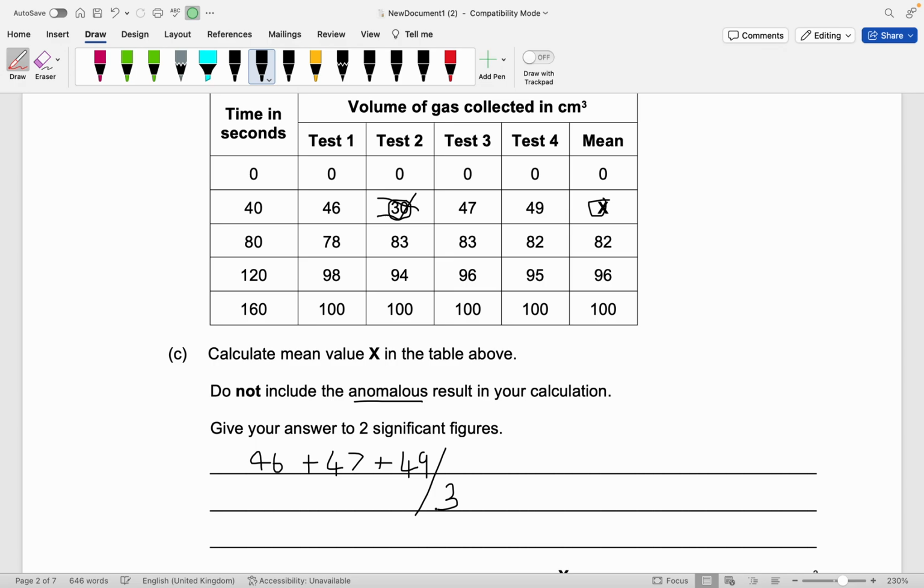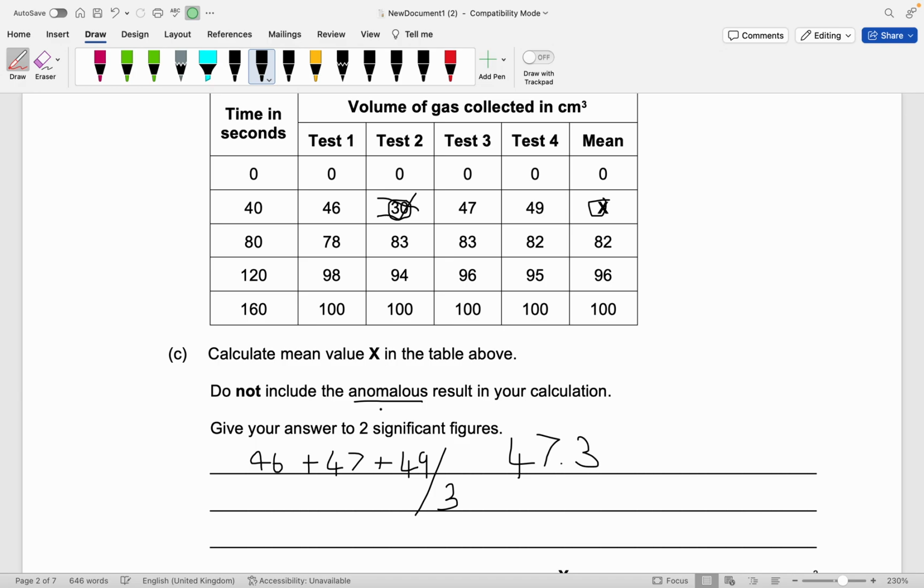I'll just put that into my calculator because I'm not very good at fast maths. Anyone that has me for chemistry will know that I don't do maths in my head very quickly. So it's 142 divided by 3 gives us 47.3. So we're going to put 47.3. That is the answer out of my calculator.